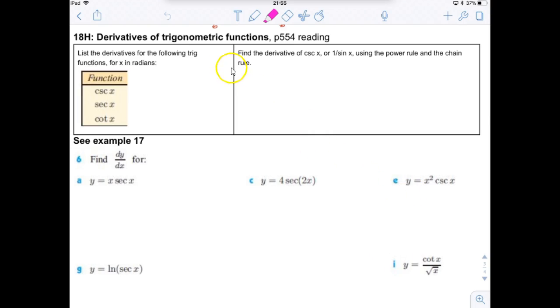Okay, 18H, derivatives of trig functions. In 18H, you've already done the derivatives of sine, cosine, tangent. Now, in the HL book, they also go through the derivatives of cosecant, secant, and cotangent. Remember that cosecant is basically 1 over sine, secant is 1 over cosine, and cotangent is 1 over tangent. You know how to take the derivative of sine, cosine, tangent.